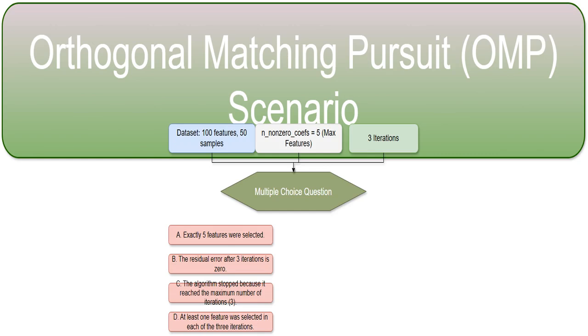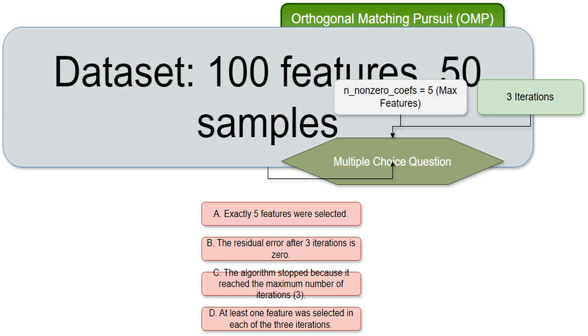Think of it like a detective searching for clues. OMP systematically identifies the features that best explain the data. It's an iterative process, meaning it works step by step. I have a dataset with 100 different characteristics, features, and 50 individual observations, samples. Imagine 100 different aspects measured for each of 50 people. OMP will help me find the most influential few.